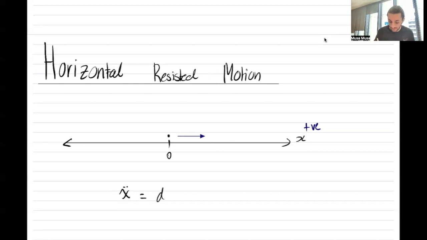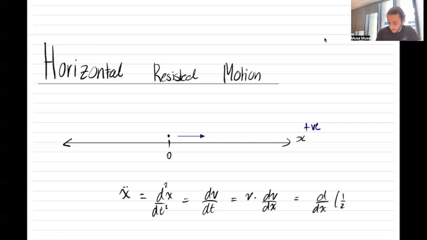So remember, x double dot is the same as d squared x on dt squared. It can also be written as dv dt. The next one's v times dv dx. And the last one is d dx of a half v squared. Okay, so one of these is probably going to be relevant. Just decide which one and I guess take it from there to answering the question.